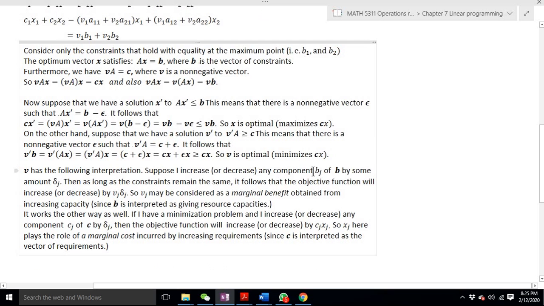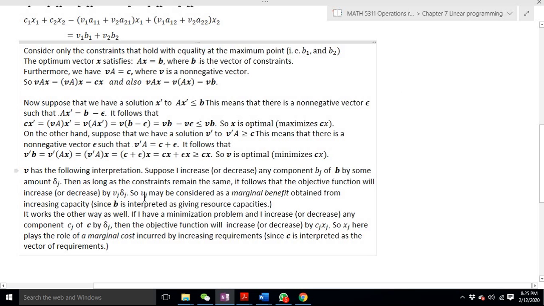Okay, so suppose I increase or decrease a component bj of b by some amount delta j. Delta j is positive if I increase, or delta j is negative if I decrease. As long as the constraints remain the same, that is, as long as I'm still limited by the same two constraints b1 and b2, it follows that the objective function will increase or decrease by Vj delta j.